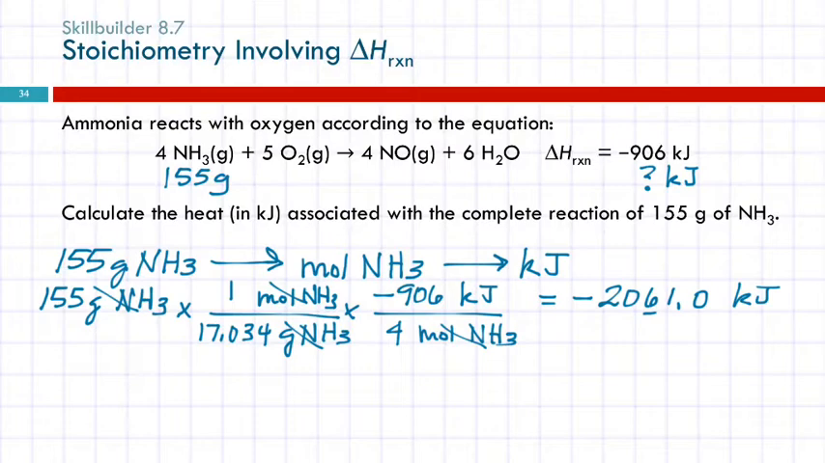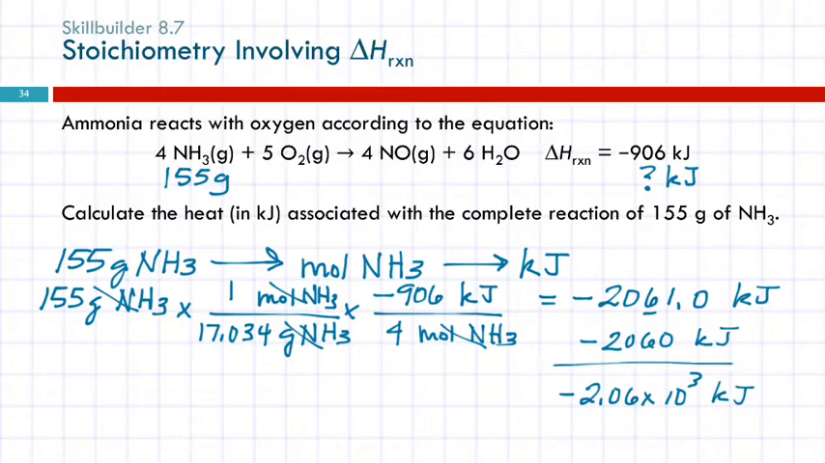Did anybody else get that number? Did I do my math right? Okay. When I'm rounding this number, I need to be careful. 2061 is not the same as 206, right? So I'm rounding to the nearest tens place. I can say, well, this is negative 2060 kilojoules. That's okay. Better is negative 2.06 times 10 to the third kilojoules. That's the best answer.